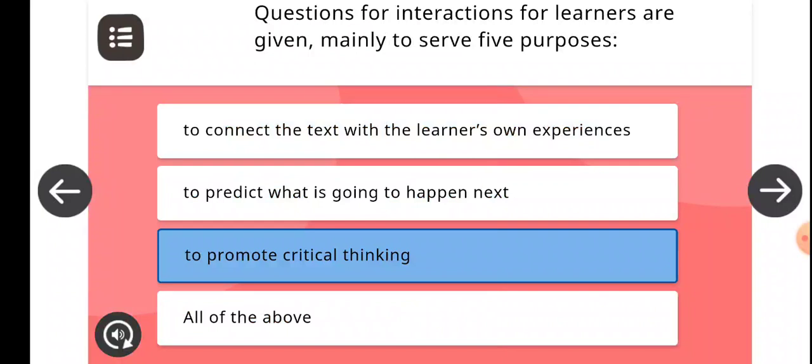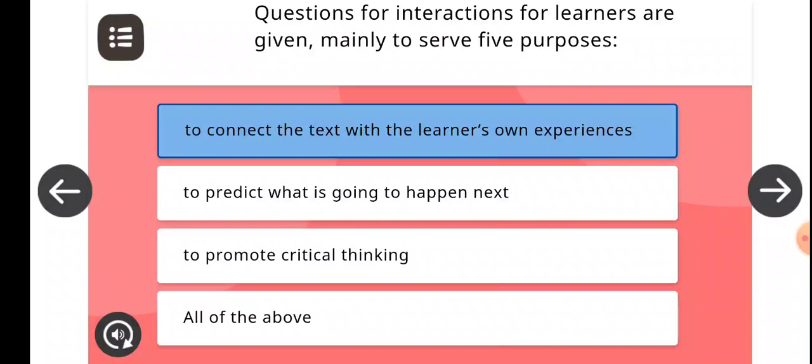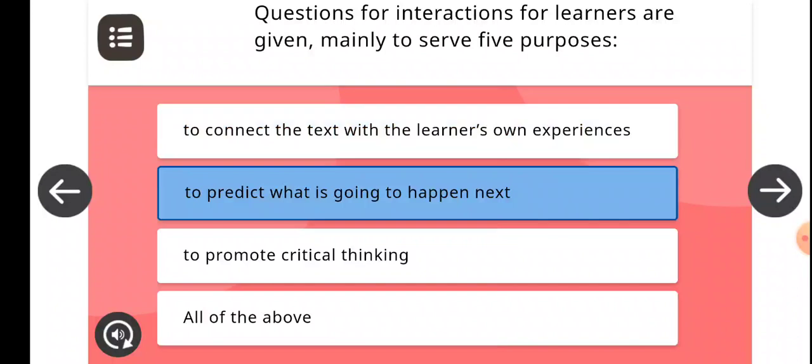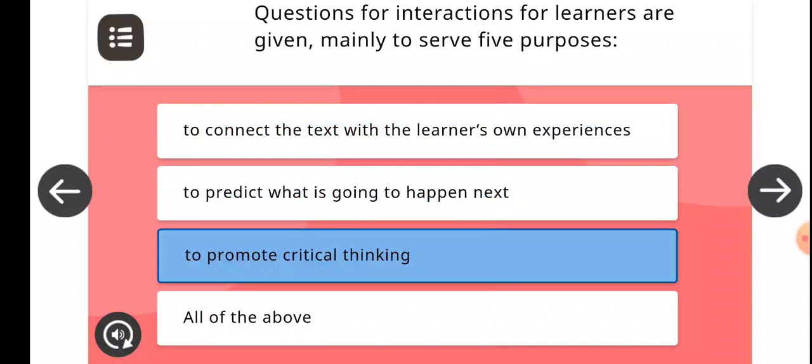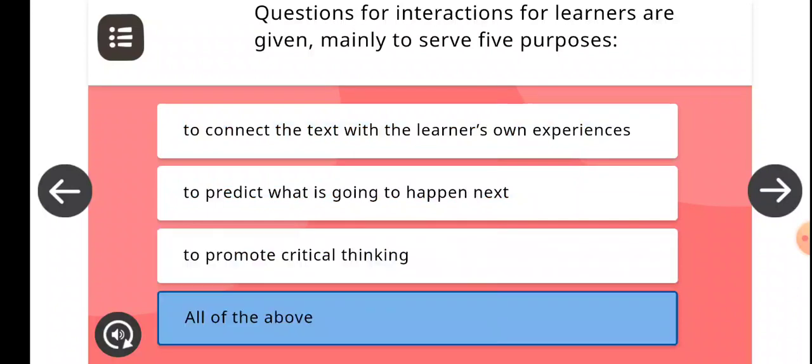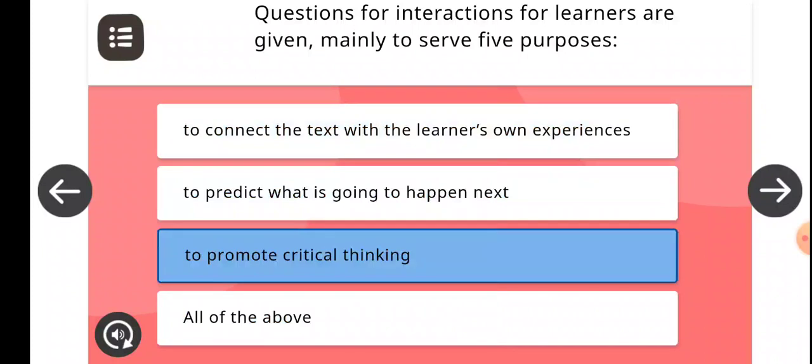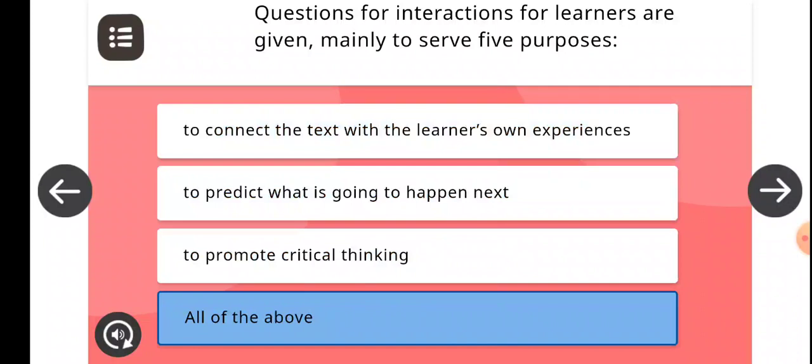The questions help to connect the text with the learner's own experience. Through the questions, the learner gets answers, and he will get experiences. And through the interactions, there is a chance to predict what is going to happen. And by posing the questions, it also promotes critical thinking among the learners. So all these three are the correct answers. So the right option is D.